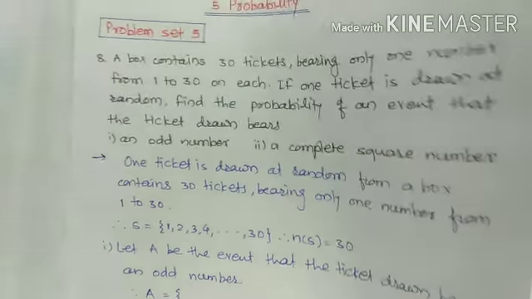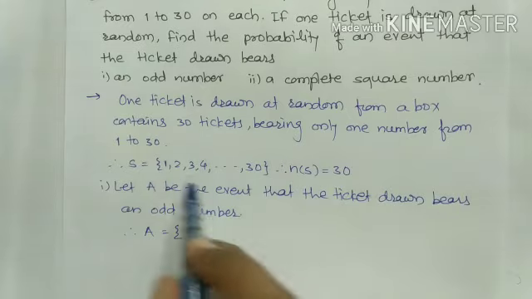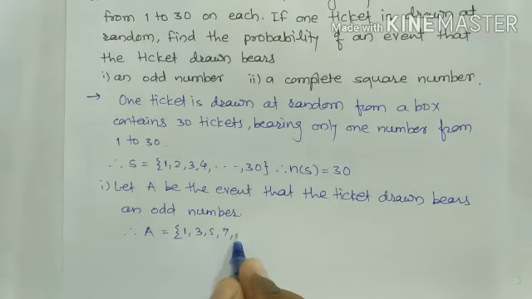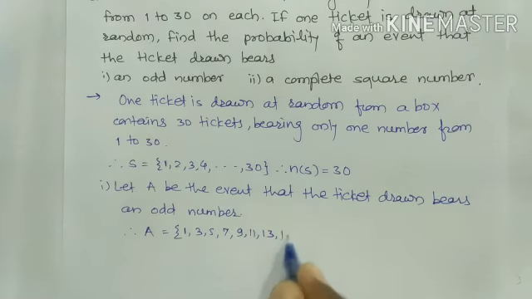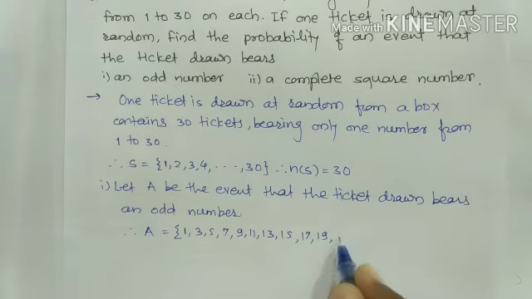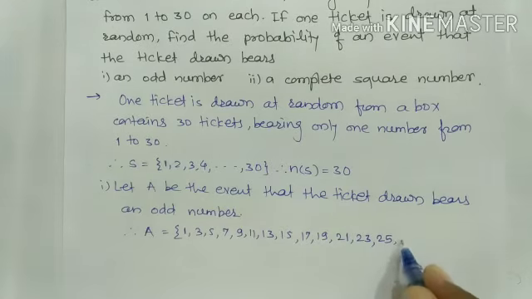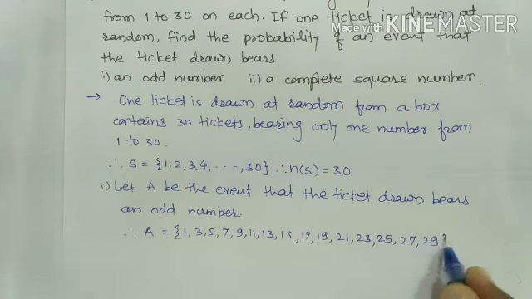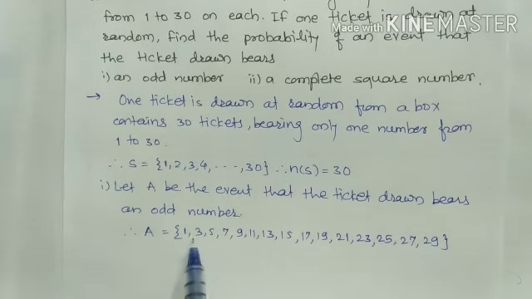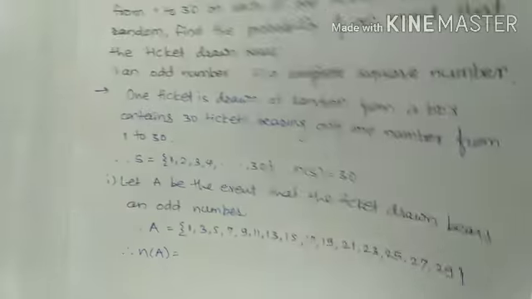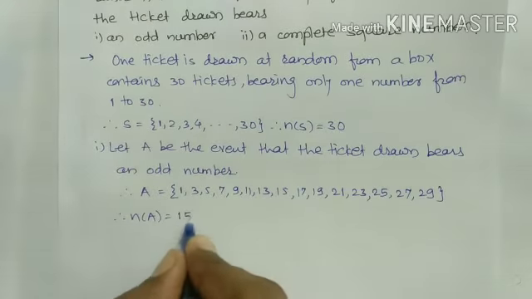Here the numbers are from 1 to 30 that the card bears, and the odd numbers from these are 1, 3, 5, 7, 9, 11, 13, 15, 17, 19, 21, 23, then 25, 27, 29. See how many numbers are there? 1, 2, 3, 4, 5, 6, 7, 8, 9, 10, 11, 12, 13, 14 and 15. Therefore n(A), that is the number of sample points in event A, is 15.